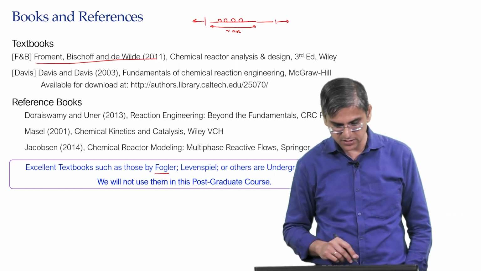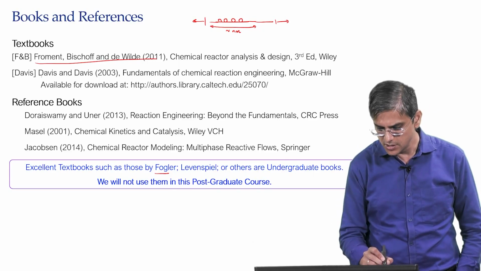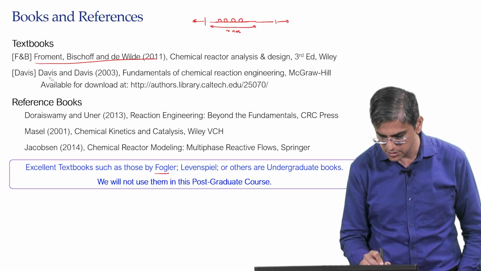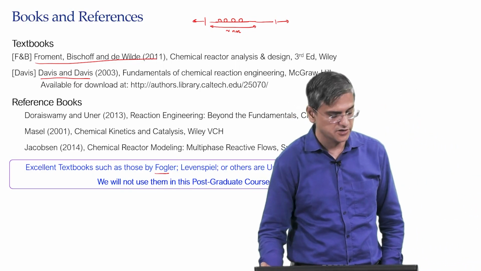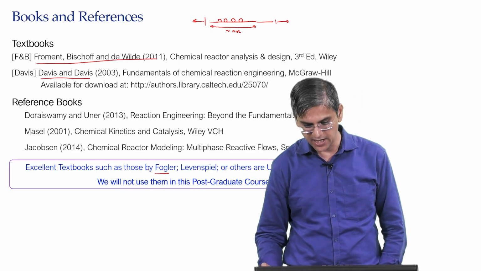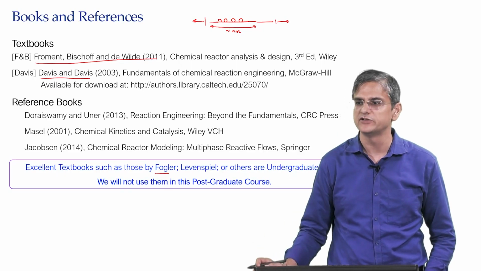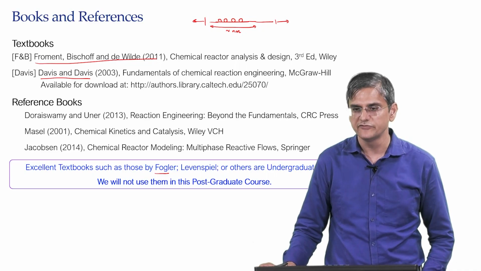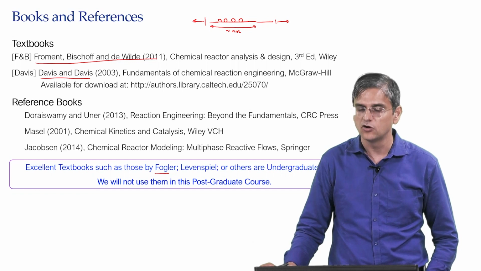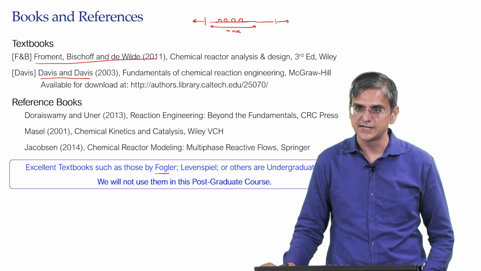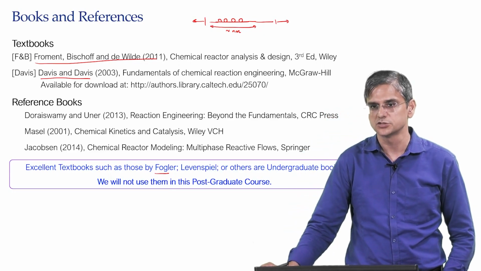The primary textbook that we are going to use is Froment and Bischoff. Currently it is in its 3rd edition, but any of those editions will be good enough. The other book that we are going to rely on a little bit is the book by Davis and Davis. The Davis and Davis book is available for download at the Caltech website. So this is the link. Again, this link will be available on our Google Drive page. So just go there, click on that link, and you will be able to get the entire PDF for the Davis and Davis book. Caltech and Bob Davis have given the book free of cost for anyone who wants to download and use it.